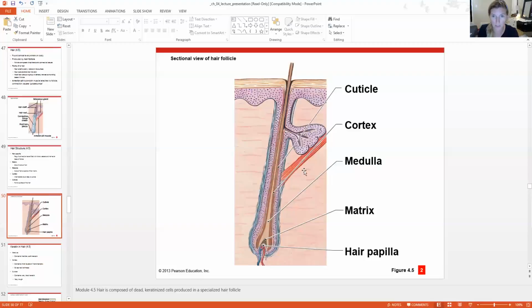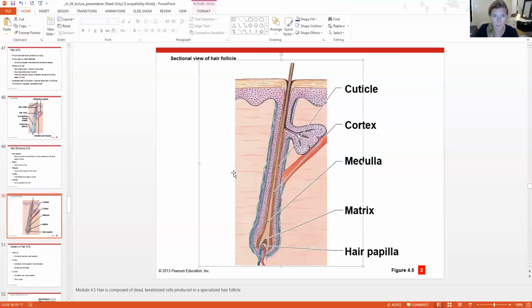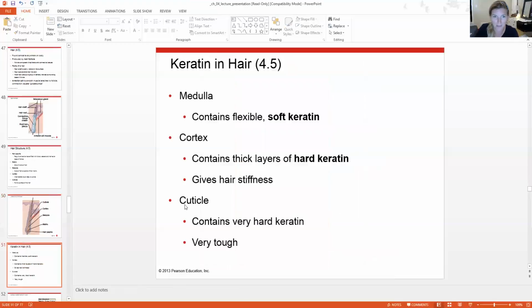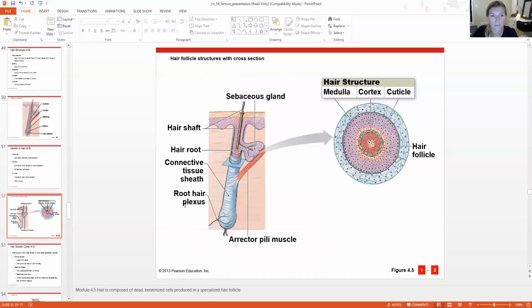And you see that erector pili muscle really well in this picture. That muscle right there. I think I clicked there. Whoops. I clicked on the image. Sorry about that. All right. So again, the medulla is a soft keratin. The cortex has hard keratin to make your hair stiffer, and the cuticle is very tough. That's the outer part of your hair.